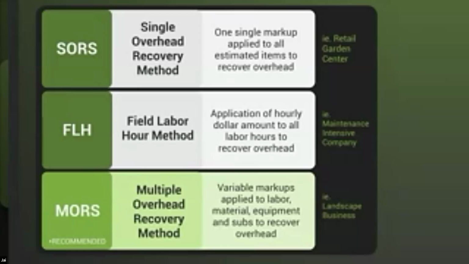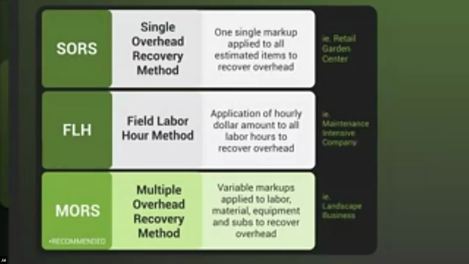Okay, so as you can see on my screen, we have three different overhead recovery methods. We have the single overhead recovery method, SORS for short. Essentially, this is the method where you apply a single markup to all estimated items to recover your overhead. A common example is the retail garden center, where every item for sale is marked up by the same percentage throughout the store to recover your overhead expenses.